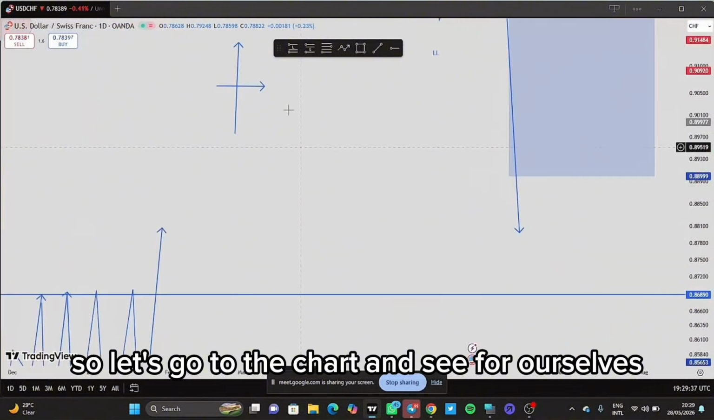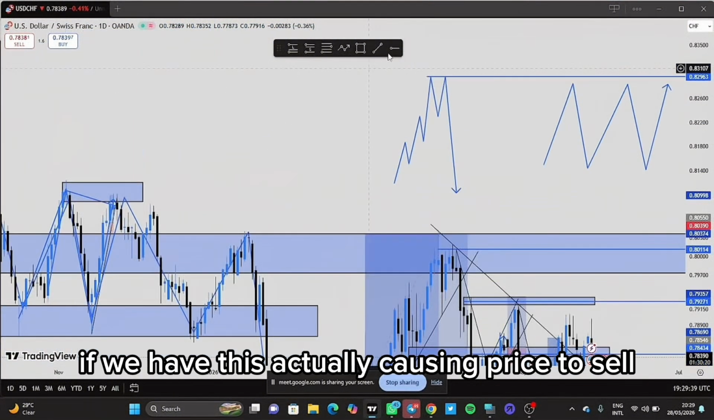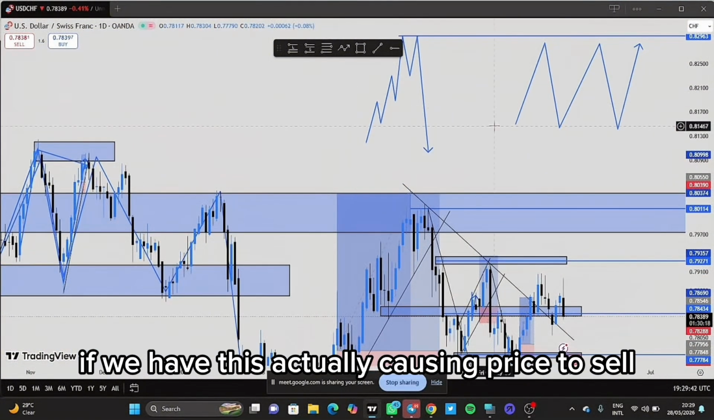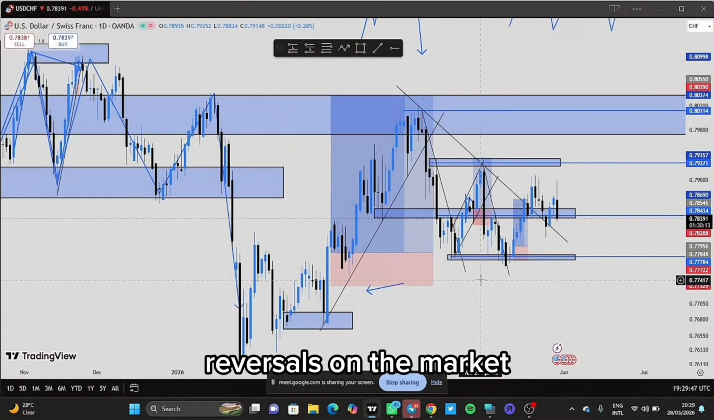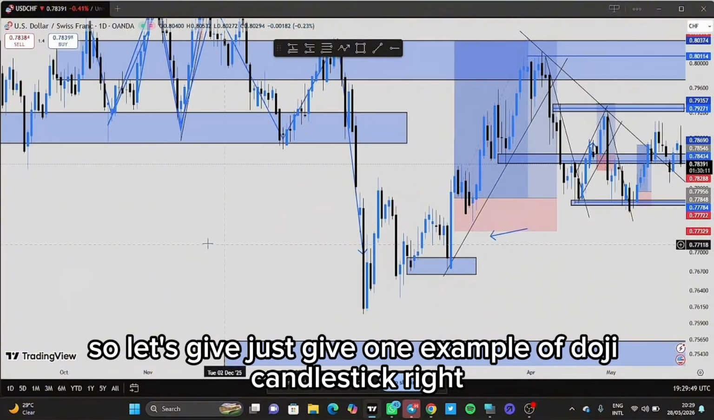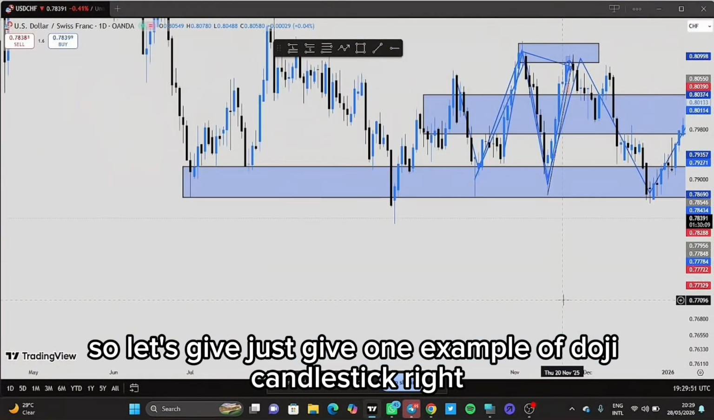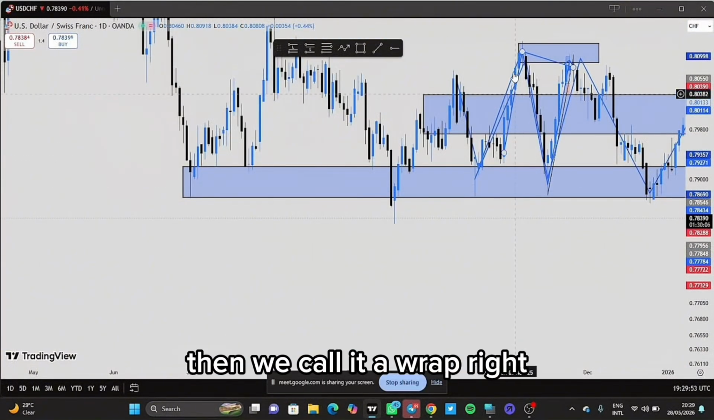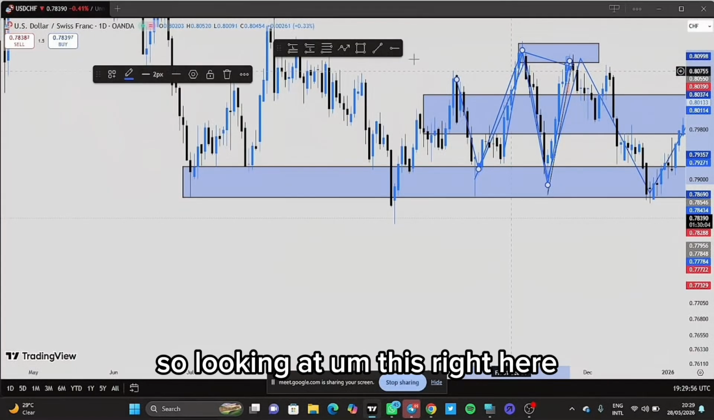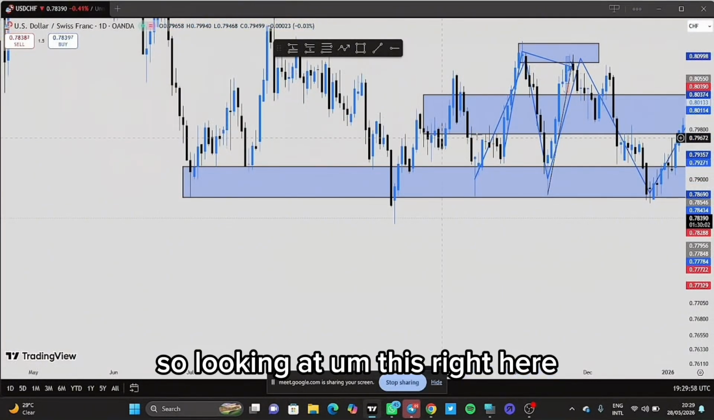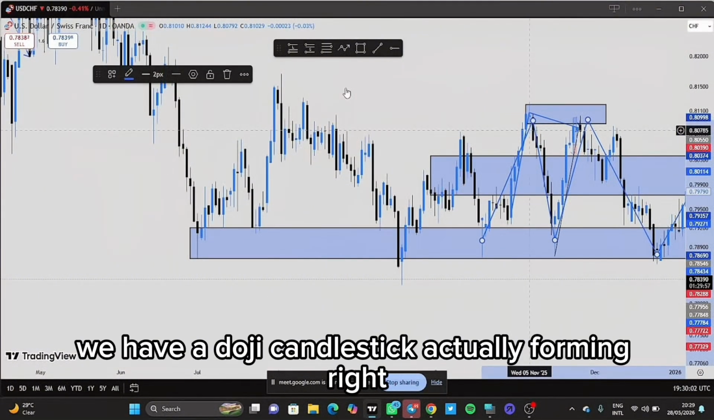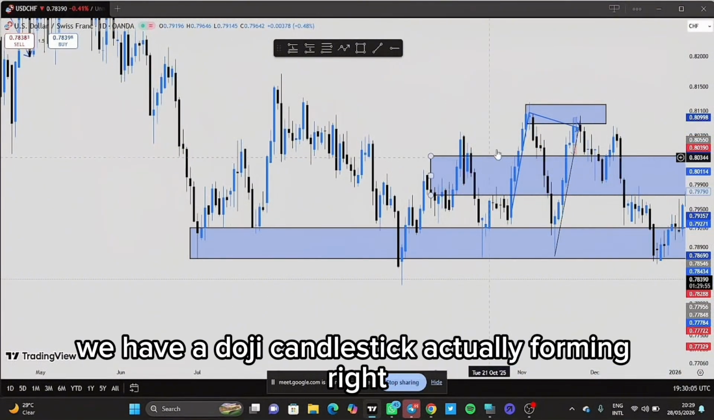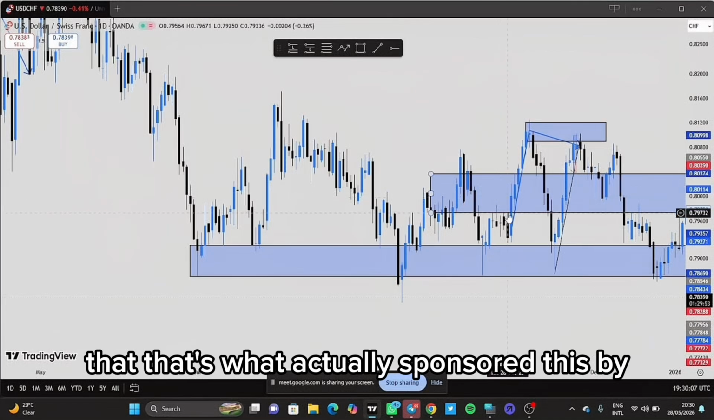So let's go to the chart and see for ourselves if we have this actually causing price to sell. Remember, we are looking at only reversals on the market. So let's give one example of a Doji candlestick, then we call it a wrap. So looking at this right here, we have a Doji candlestick actually forming, and you can see right here that that's what actually sponsored this buy.